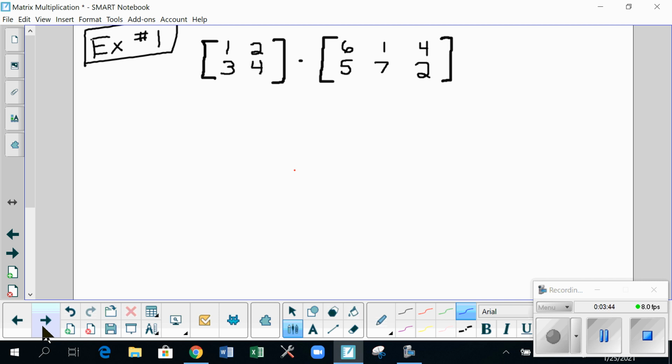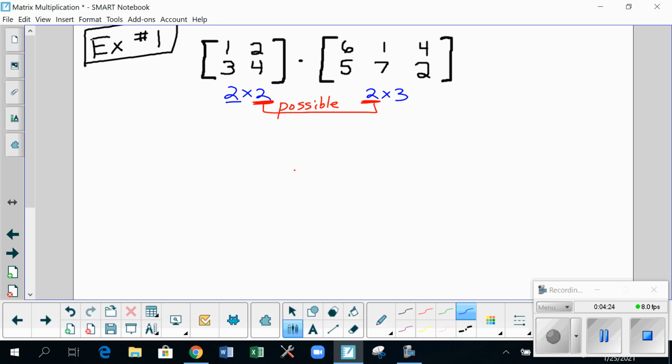Okay, so looking at example number 1, let's first of all decide if it is possible. This first matrix is a 2 by 2 matrix, and I'm trying to multiply it by this second matrix, which is a 2 by 3. Now you'll notice right off the bat, the dimensions don't match each other. A 2 by 2 is not identical to a 2 by 3. But in order to multiply, all that has to happen is that the inner dimensions are equal. And since this 2, the columns in the first matrix, matches the other 2, the rows in the second matrix, this means that the multiplication is possible.